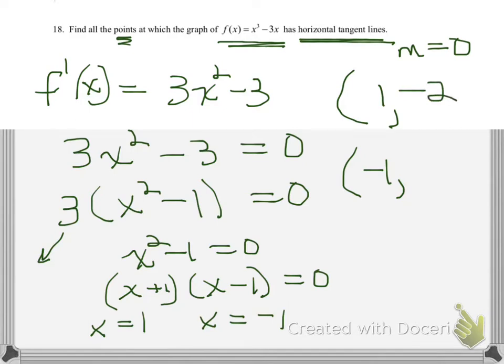Now let's try the negative 1. Negative 1 cubed is still negative 1. Now negative 1 minus, what is 3 times a negative 1? That's a negative 3. So it's negative 1 minus a negative 3, so that's plus 3. And negative 1 plus 3 gives me 2. And there you have the 2 points. So find all the points at which this graph has a horizontal tangent line. We took the derivative, set it equal to 0, and I found my 2 points that make that true.